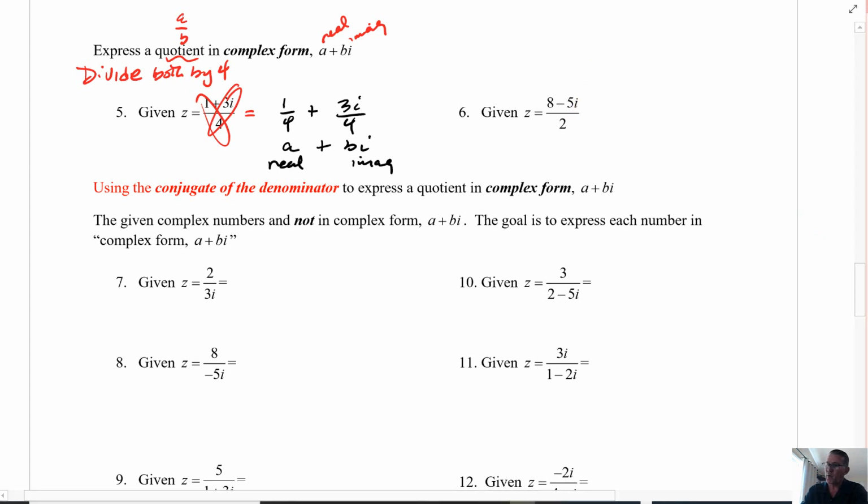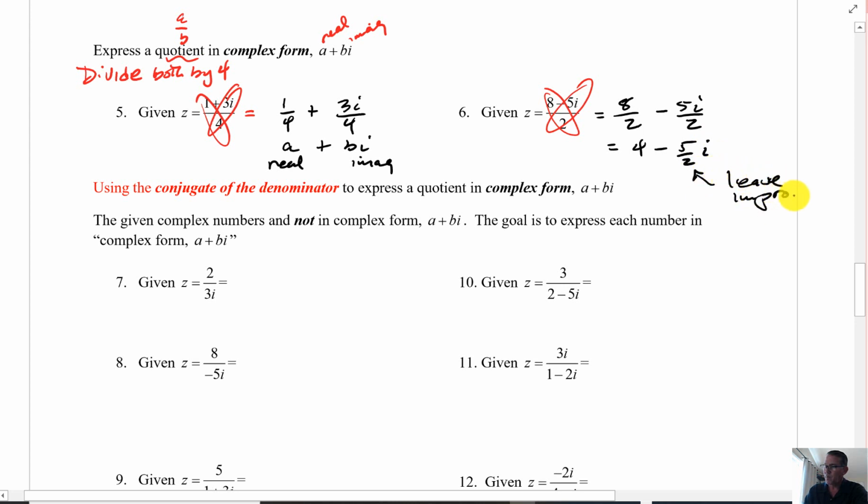All right, so we're going to divide them both by 2 now. So 8 divided by 2, and then negative 5i divided by 2. That gives you 4 minus 5 halves i. And I want you to leave it improper. That's typical, and that is complex form, a plus bi, where in this case b is negative 5 halves and a is 4.